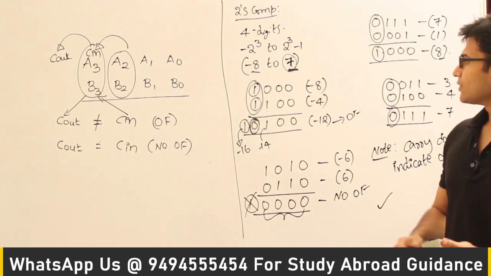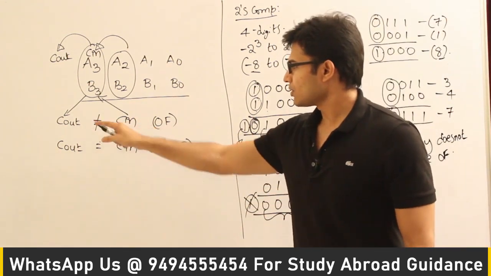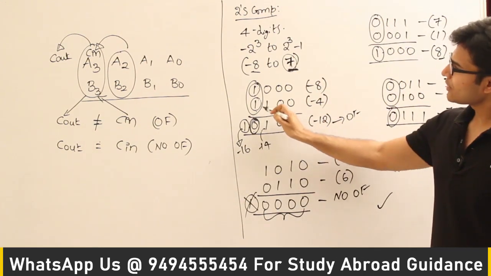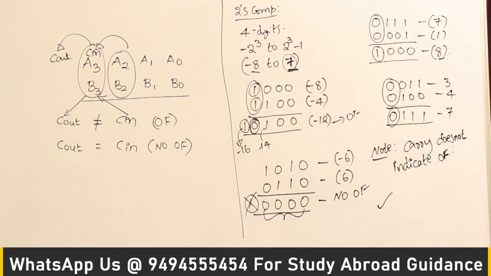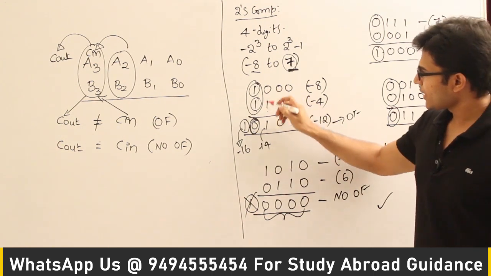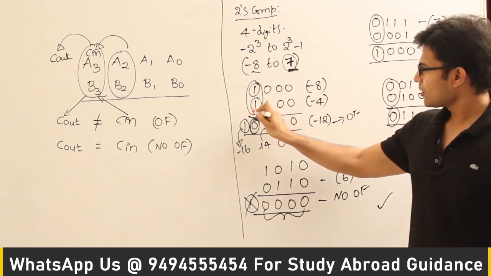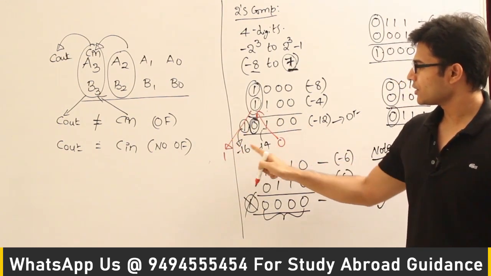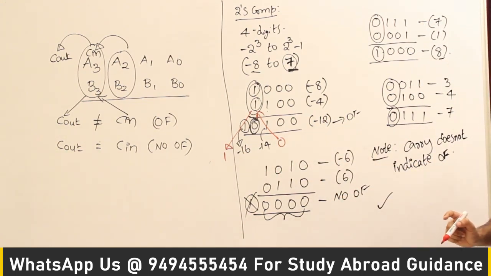See this one, the first example, there is overflow. So what does it mean? Carry in should not be equal to carry out. So check this, what is the carry inside these bits? The carry getting into this stage is 0, right? What about the carry coming out of it? Carry coming out of it is 1. So both are not equal, and so there is overflow. It is simple logic, right?